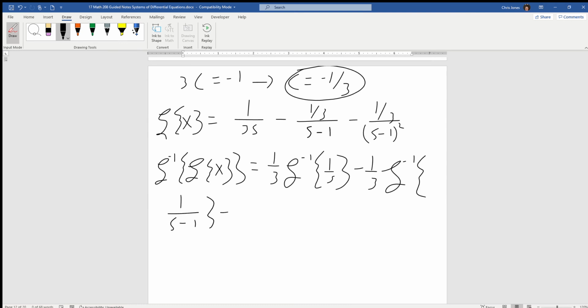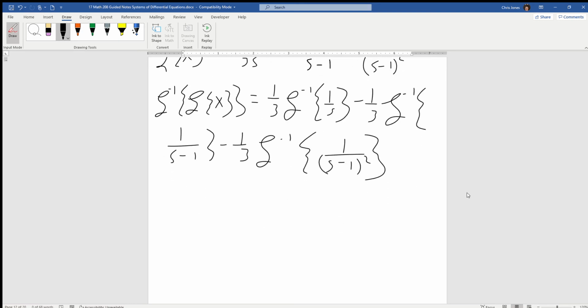And then minus another 1/3 of the inverse Laplace of 1 over s minus 1 squared. And that one's not too bad. Fortunately, the first two of these are really easy, so let's hit those right away. We can just look right in the table. So we have the inverse Laplace, that just turns into x of t. The inverse Laplace of 1 over s is 1. We can look right at the table. So this becomes 1/3 of 1 minus 1/3.